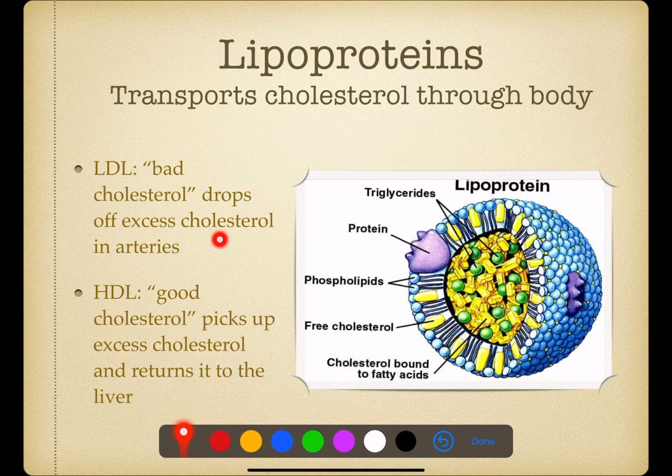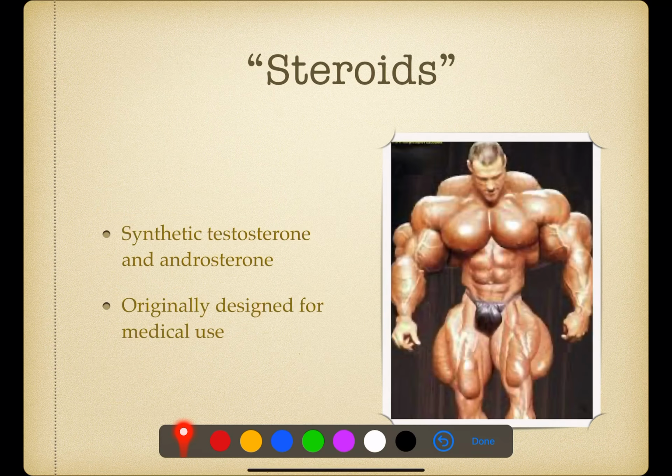LDL, we talked about how this is called the bad cholesterol, because if there's too much cholesterol in it, if it has too many passengers, it will just kind of randomly drop cholesterol off in places where it doesn't really belong, like in your arteries where it can build up. HDL is like a vacuum cleaner. It will pick up excess cholesterol that's been dropped off in random places and bring it back to the liver, where it can be turned into hormones or sent back out to be used to make a cell wall. Oops, I went too far there.